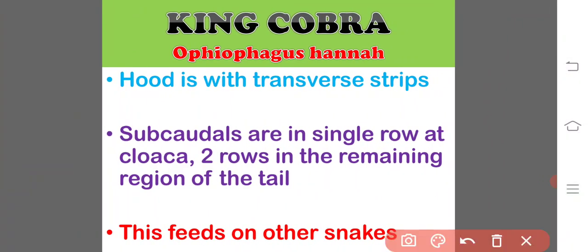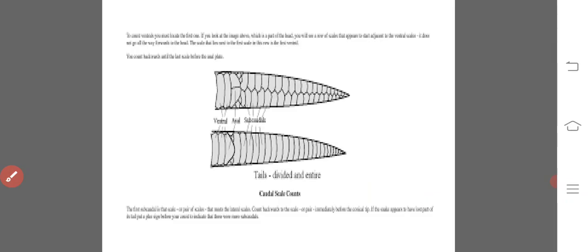Coming to the king cobra, the scientific name is Ophiophagus hannah. Ophio means snake, phagus means eats. That is, it feeds upon other snakes. The hood is with transverse stripes. Subcaudals are in a single row, whereas in the cobra there are 2 rows. Subcaudals are in a single row at the cloacal region, and 2 rows in the remaining region of the tail. That is the specialty of the king cobra.